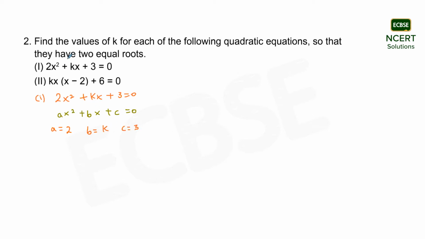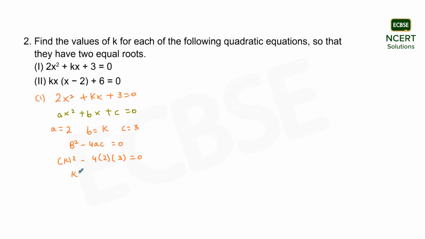And as we know, in order to have two equal roots of any quadratic equation, the value of the discriminant will be equal to 0. And what was the discriminant? Discriminant was b square minus 4ac, which will be equal to 0. So substituting the values of b, a and c in this discriminant formula, I will be getting k square minus 4 into 2 into 3 which will be equal to 0.